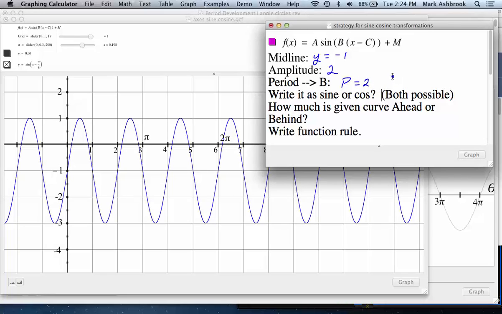And so our value of b is the number that when multiplied by 2 will give what? 2 pi. So if the input is 2, we want the argument to be 2 pi. Therefore b is pi.